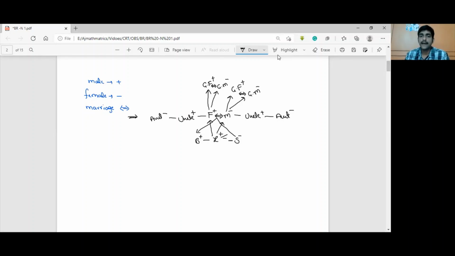Next, your father's brother's son is cousin, your father's brother's daughter is also cousin. Similarly, your father's sister's son is cousin, and your father's sister's daughter is also cousin. Next, your mother's brother's son and your mother's brother's daughter, both are cousins to you. Your mother's sister's son and daughter are all cousins to you. So except your own brother and sister, the remaining all are cousins to you.